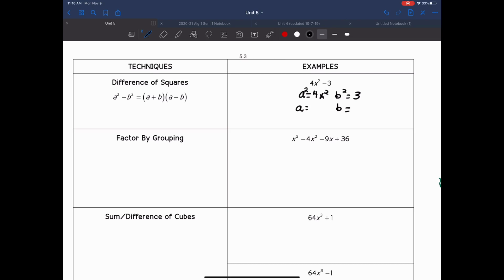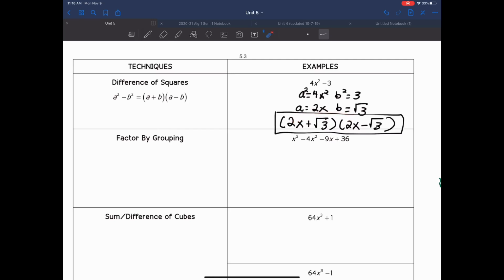So the square root of 4x squared is going to give me 2x. The square root of 3 is just going to be the square root of 3. So really, I have a equals 2x and b equals the square root of 3. Now, we know that if we were to plug this into the formula, a plus b times a minus b, this would look like 2x plus the square root of 3 times 2x minus the square root of 3. And if I were to refoil this, here's what would happen.